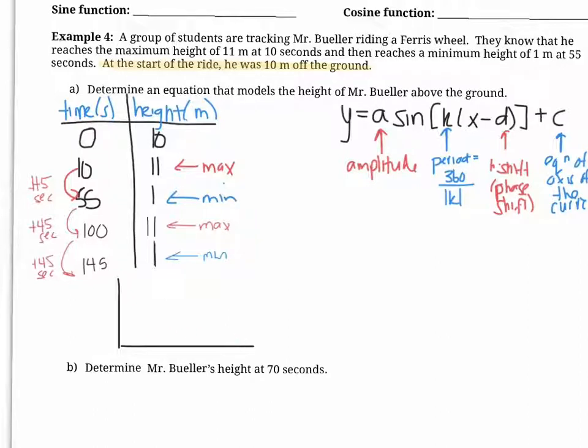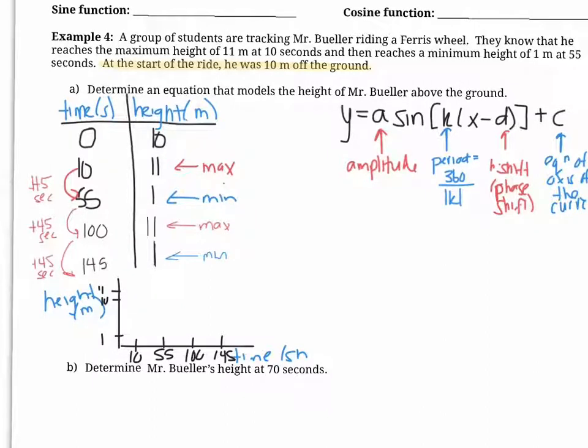So on the x-axis, we have time, and on the y-axis, we have height. And then we've got just 10 seconds, 55 seconds, 100 seconds, 145. And the only heights that are important are 1, 10, and 11. So that's what I'm going to sketch on here. So we've got 1, we've got 10, we've got 11.